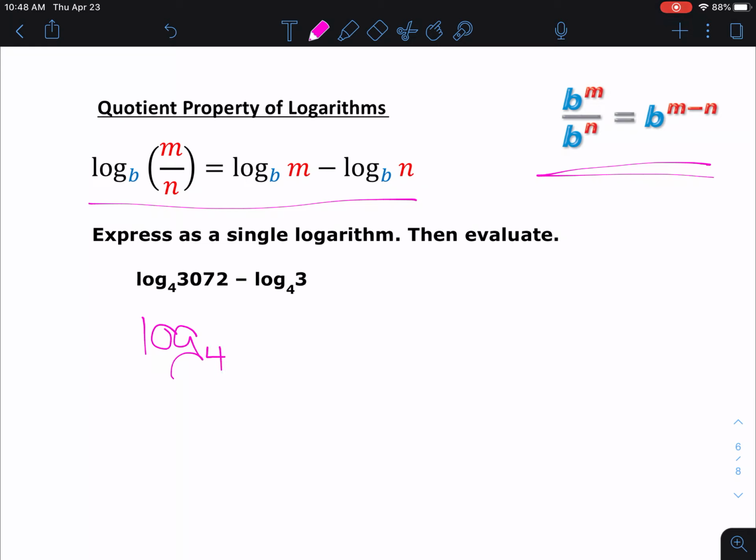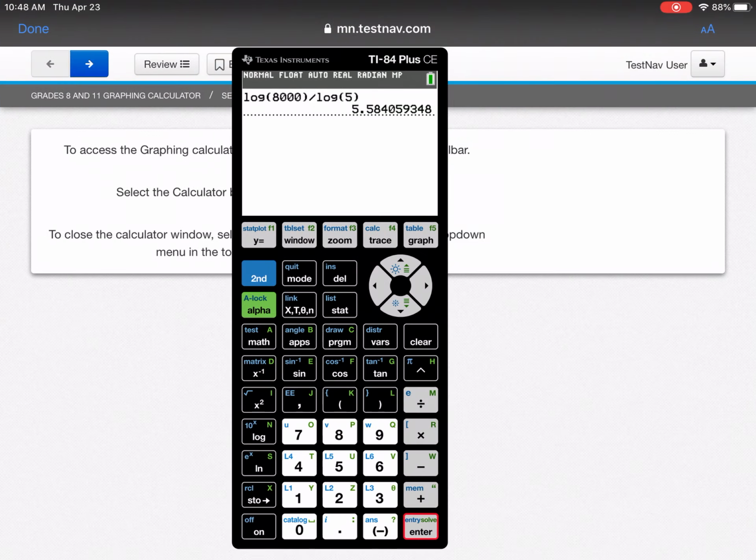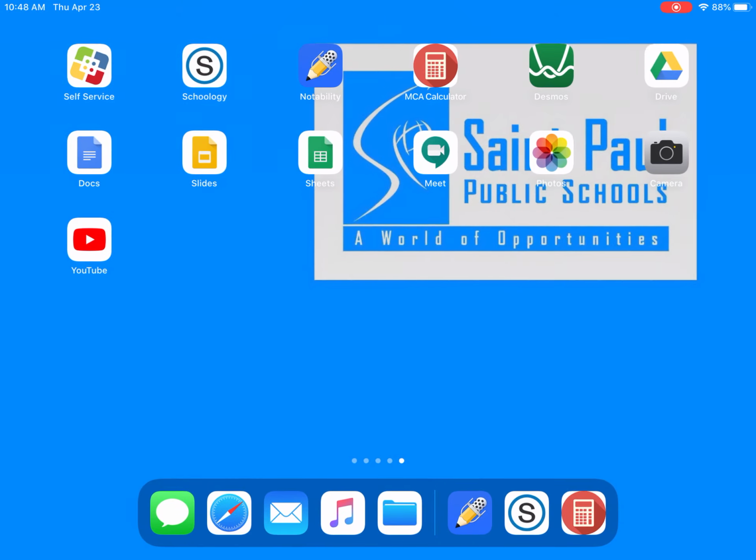base 4 of 3072 divided by 3. Now, that's not simplified, so I haven't quite done this yet. I've got to simplify 3,072 divided by 3. So I want to do that on my calculator first. And that's 1024.